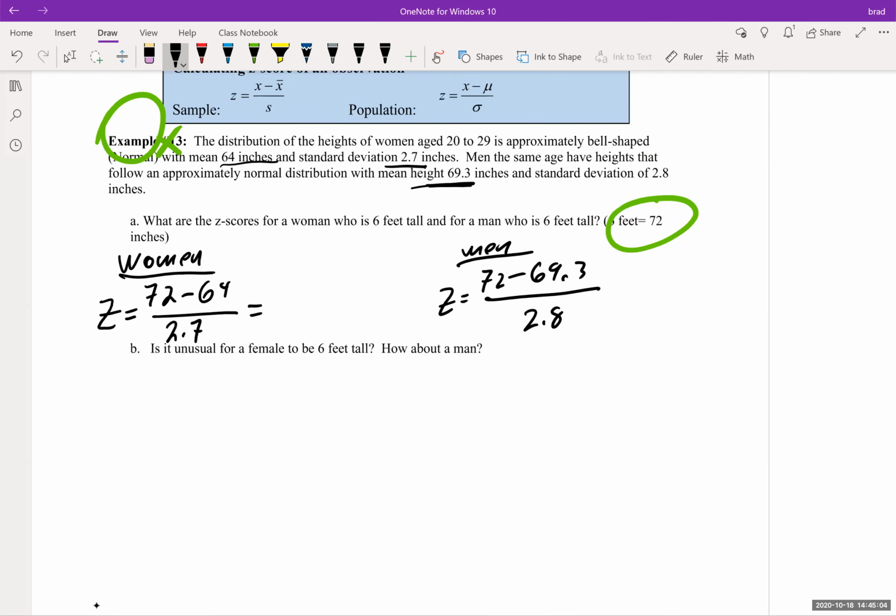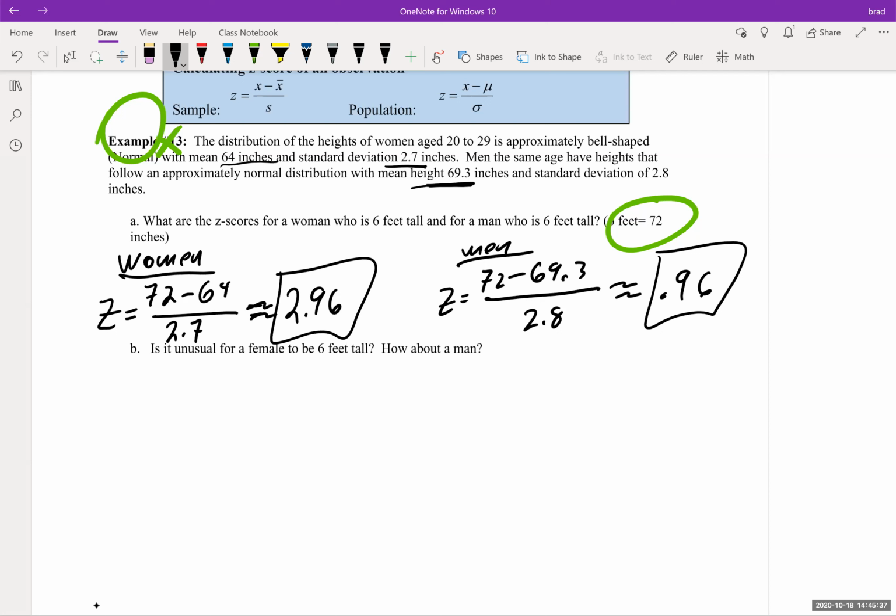So let's see what we get. I'm going to round these to 2 decimal places. So this will be 8 divided by 2.7, which is 2.96. And then for men, 72 minus 69.3 divided by 2.8, and I get 0.96. So this is a z-score that's about 1, and this is a z-score that's about 3.